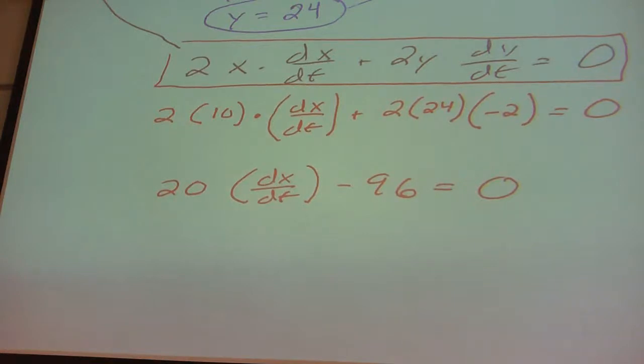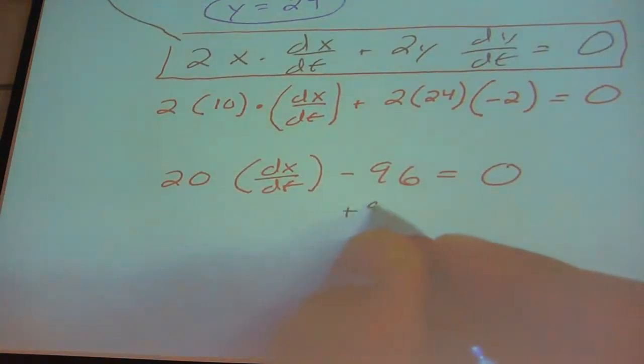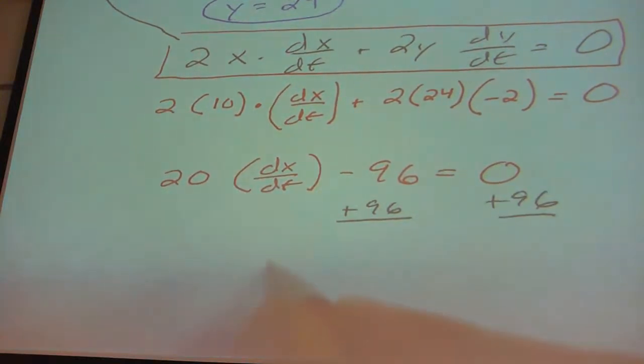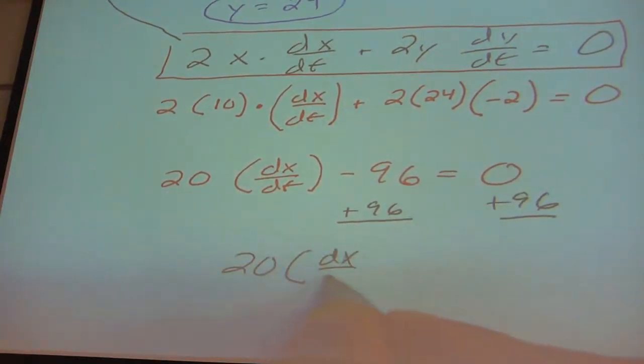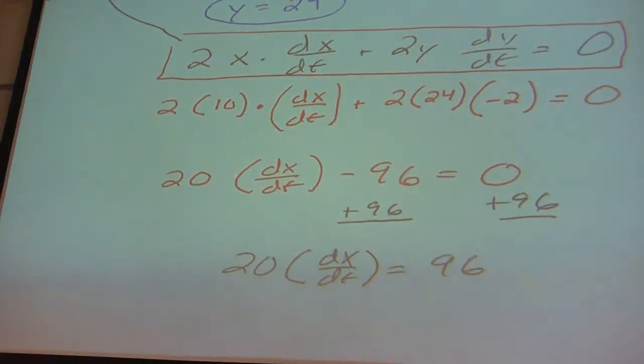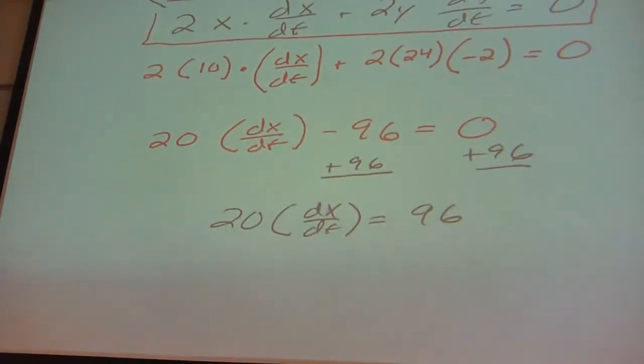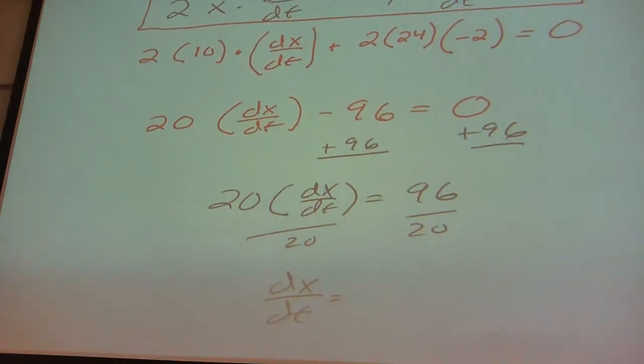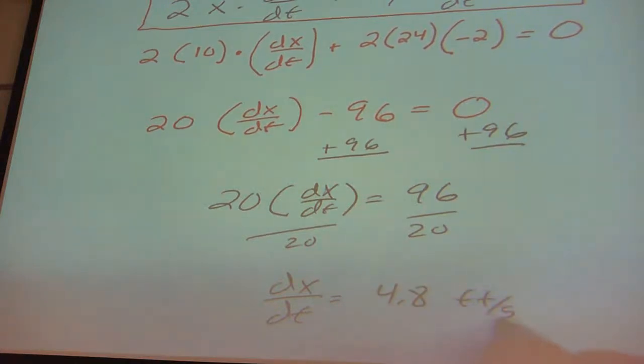And then how do I solve this? What would be the next algebraic step? Add 96. 20 dx over dt equals 96. Then what? Divide by 20, divide by 20. What I've been searching for, dx over dt, which is the rate of change of x, how x is changing, is 4.8 feet per second.